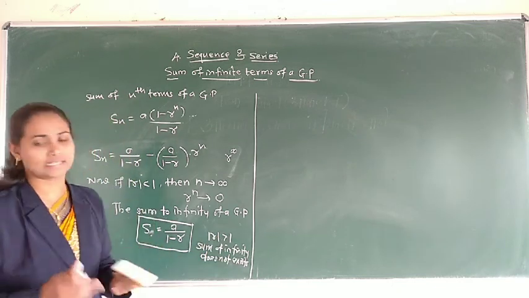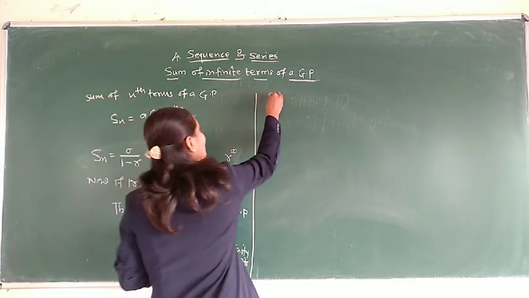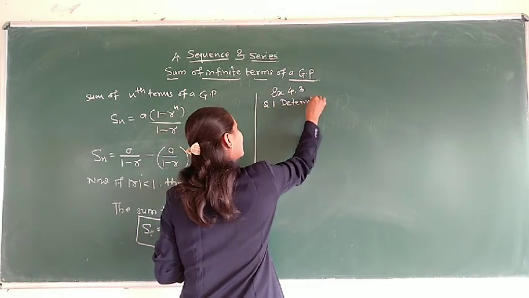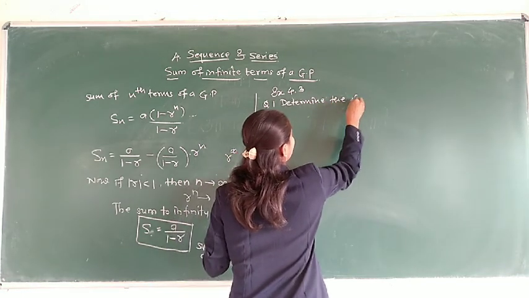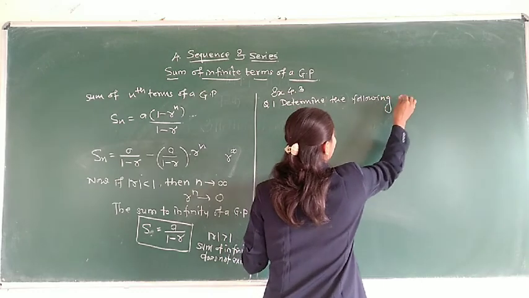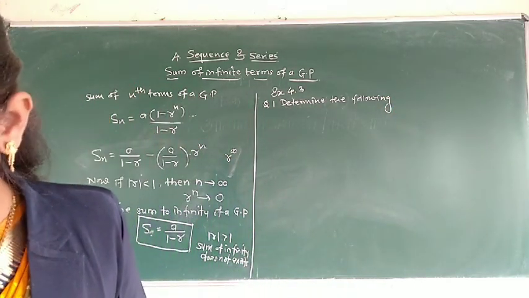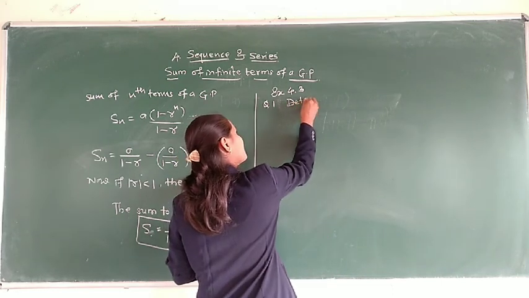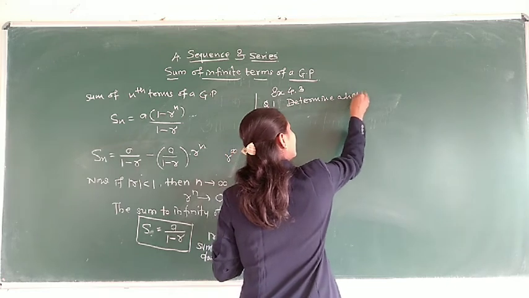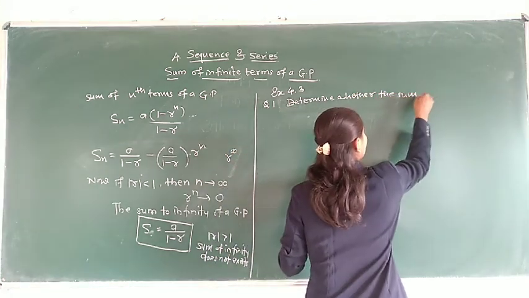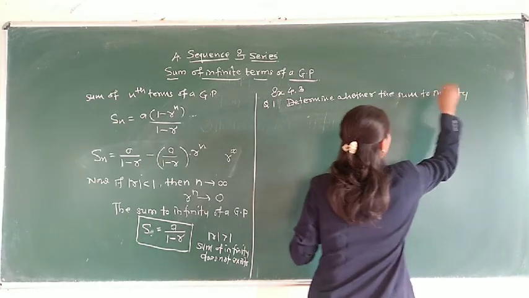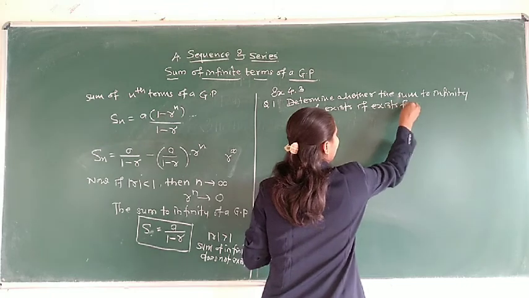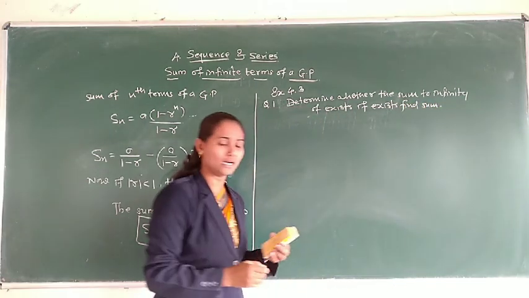Now we will see our next exercise, exercise 4.3. First there is a question: determine whether the following sequences are in GP and whether the sum to infinity of GP exists, and if it exists, find the sum. First here we have given some sequences.